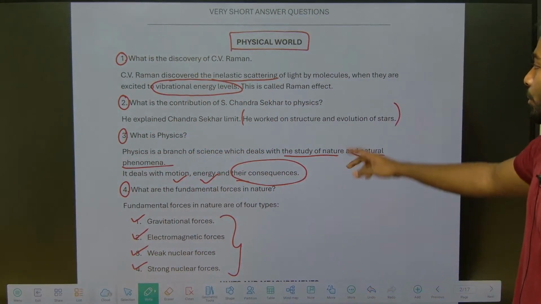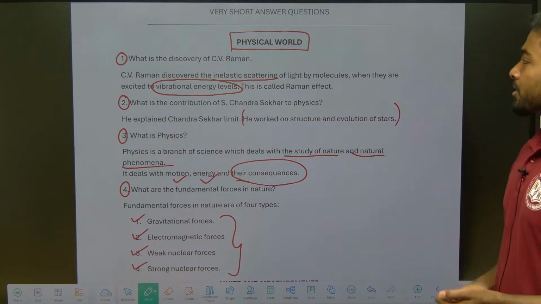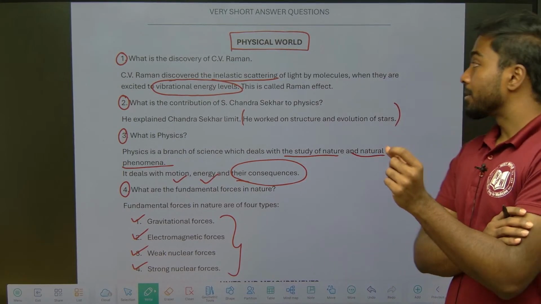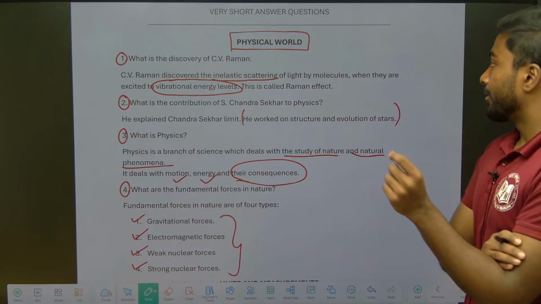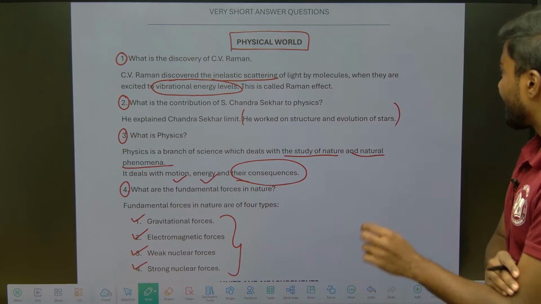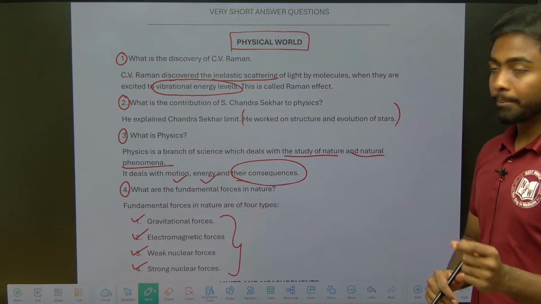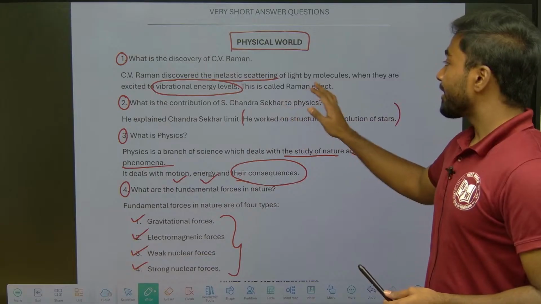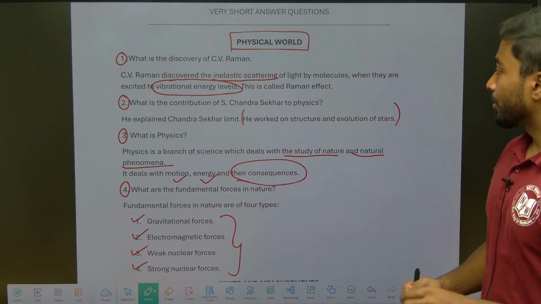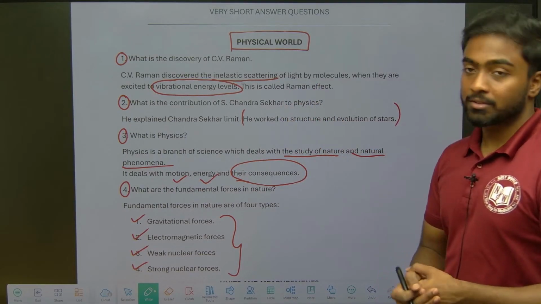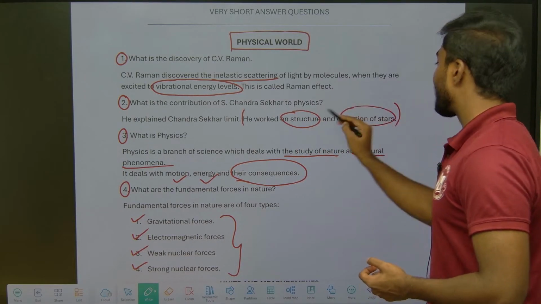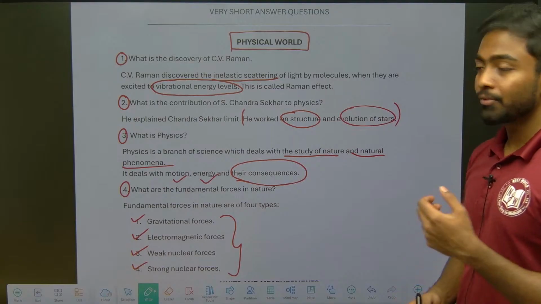Once again we'll revise the 4 questions. What is the discovery of C.V. Raman? C.V. Raman discovered the inelastic scattering of light by molecules when they are excited to vibrational energy levels. This is called C.V. Raman's effect. What is the contribution of S. Chandrasekhar to physics? He worked on the structure and evolution of stars.